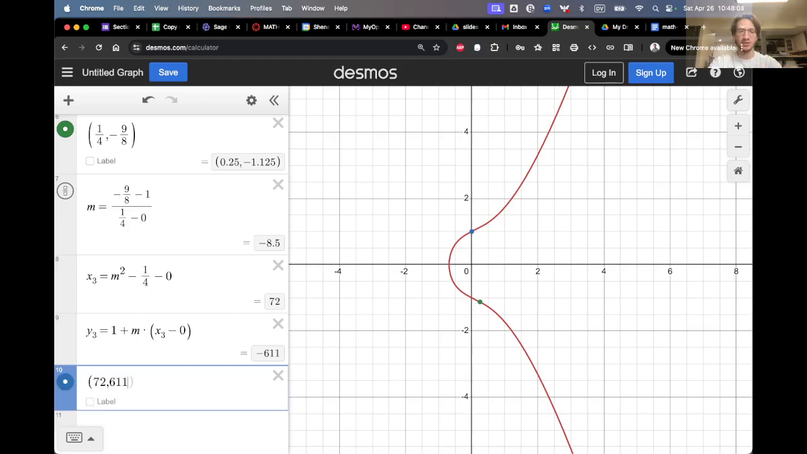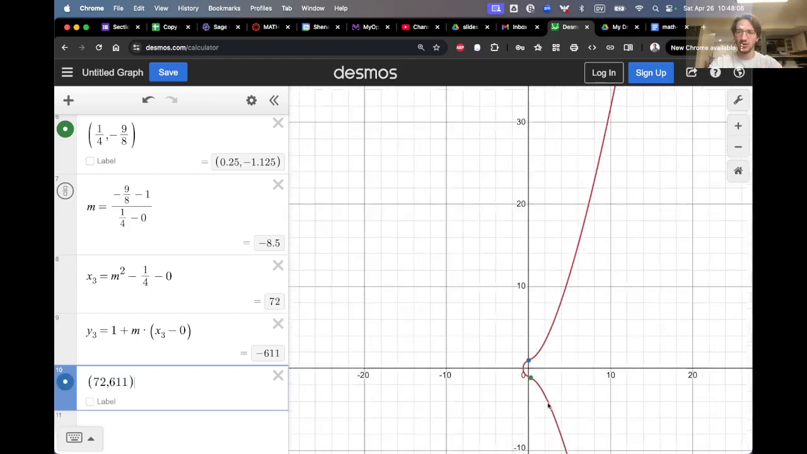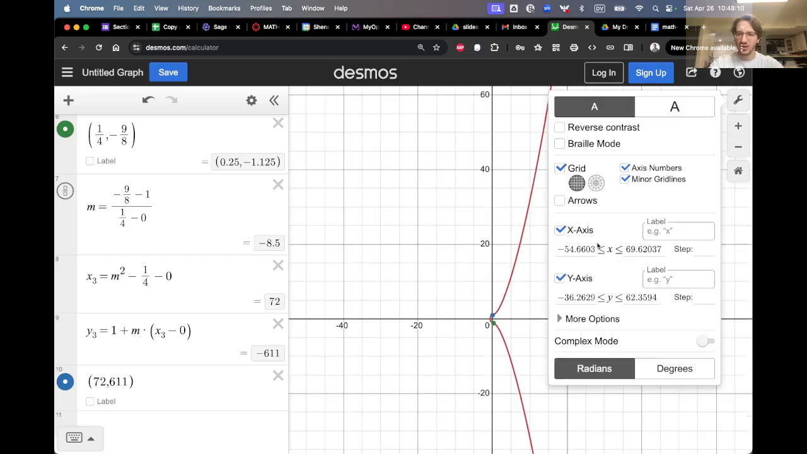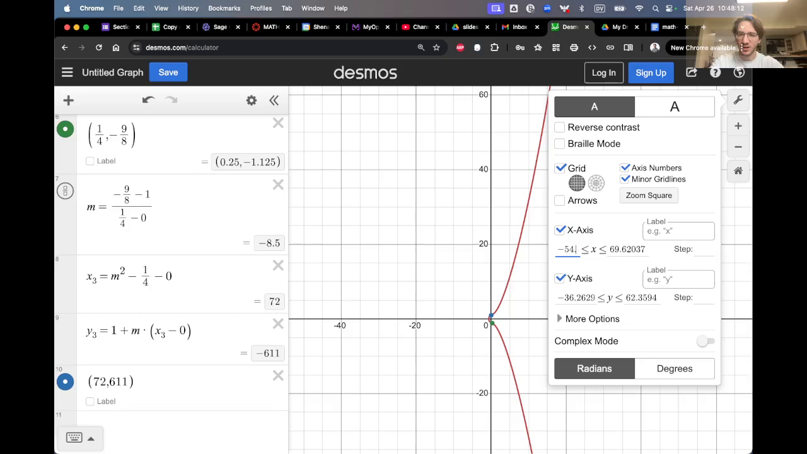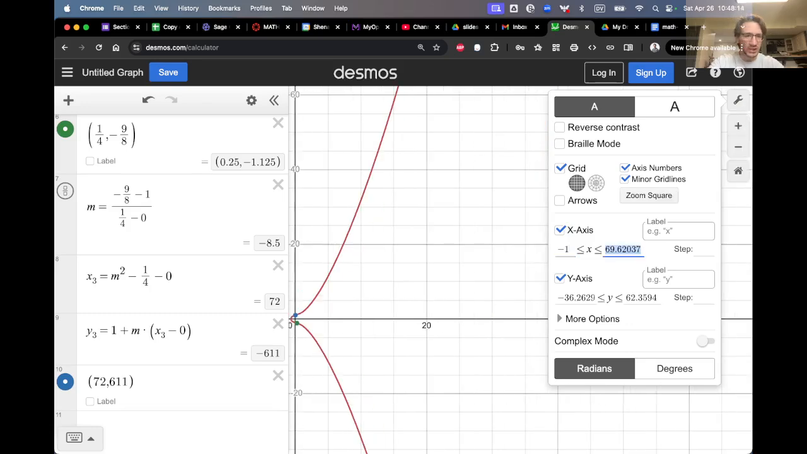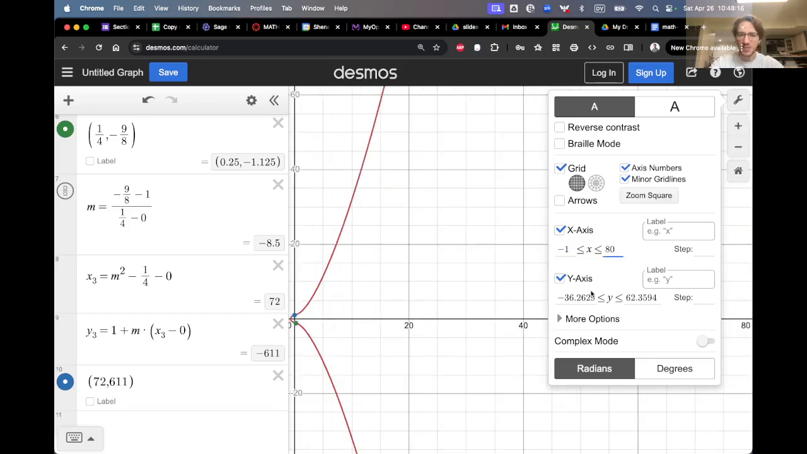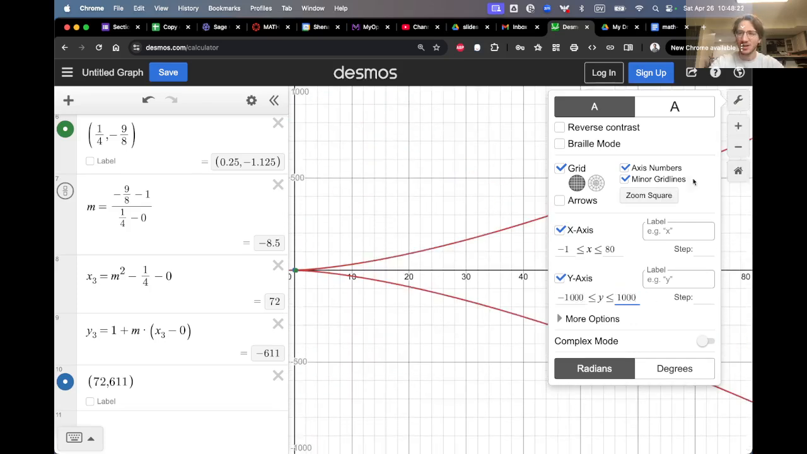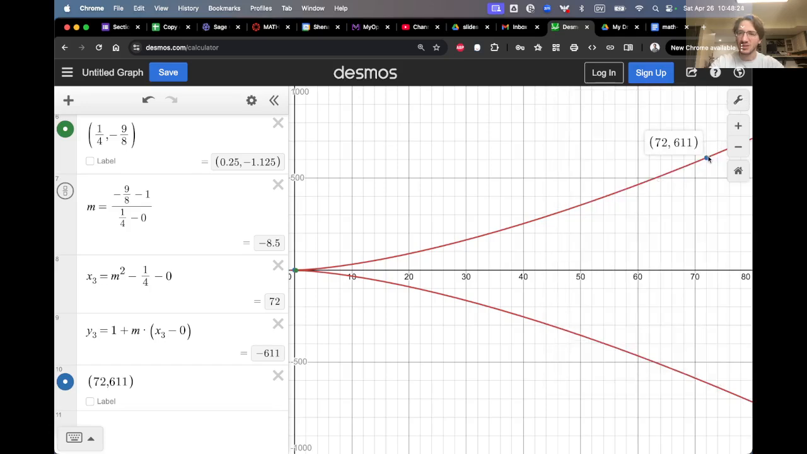Let's zoom out and see if that's on this elliptic curve. So I want to go from -1 to, we need to go to 72, so let's go to 80. And y-axis, let's go from -1,000 to 1,000. Okay. And we can see that that point does indeed lie on this elliptic curve.